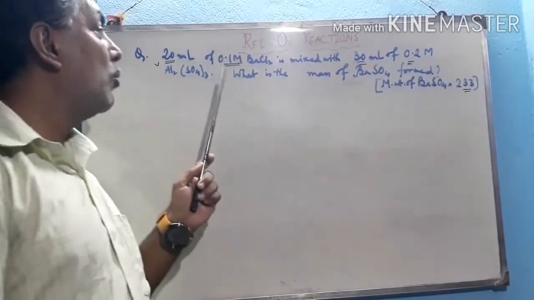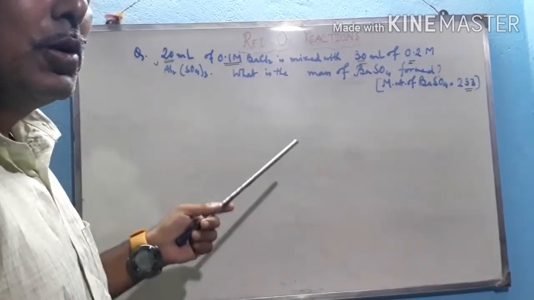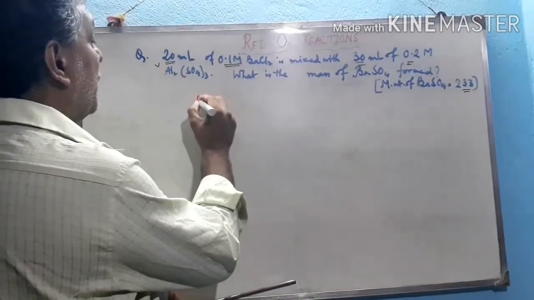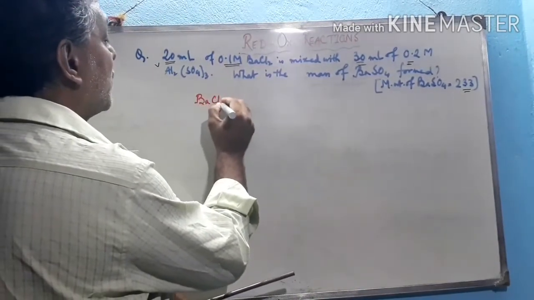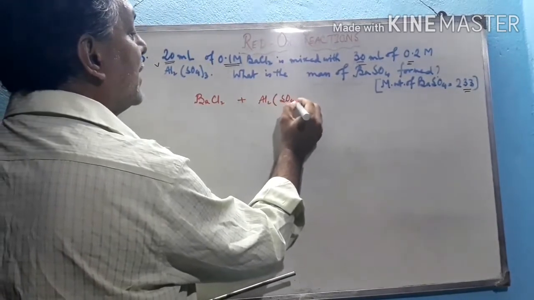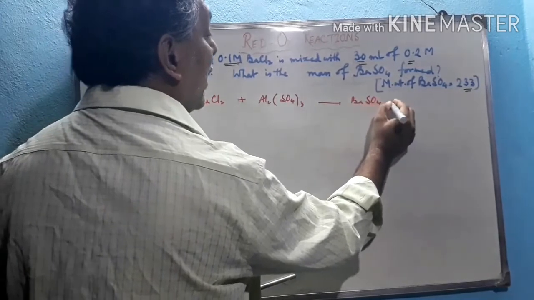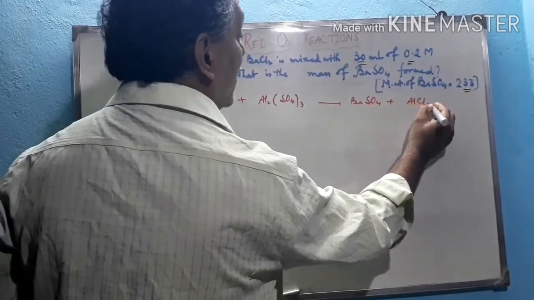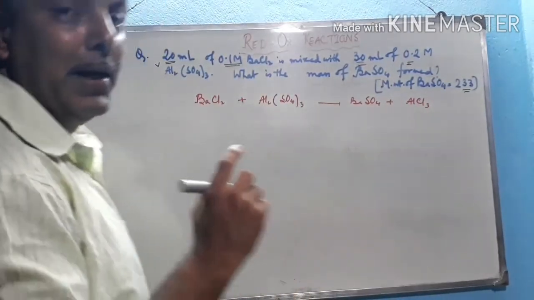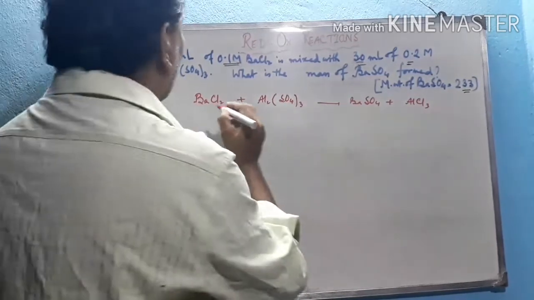Now, if we want to solve this particular question without balancing the reaction, suppose the reaction is barium chloride plus aluminum sulfate, without balancing the reaction, the products are barium sulfate and aluminum chloride. So we have to calculate the milliequivalent in this case. So milliequivalent, how can we calculate?